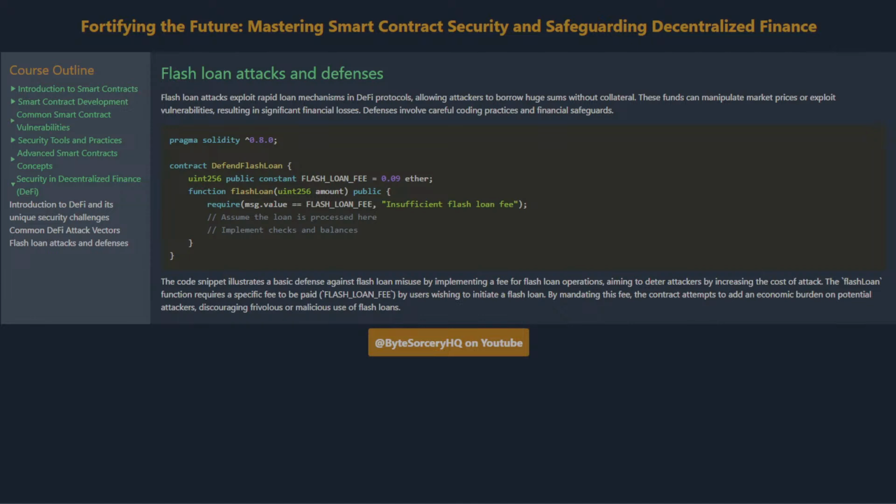The flash loan function requires a specific fee to be paid, flash loan fee, by users wishing to initiate a flash loan. By mandating this fee, the contract attempts to add an economic burden on potential attackers, discouraging frivolous or malicious use of flash loans.